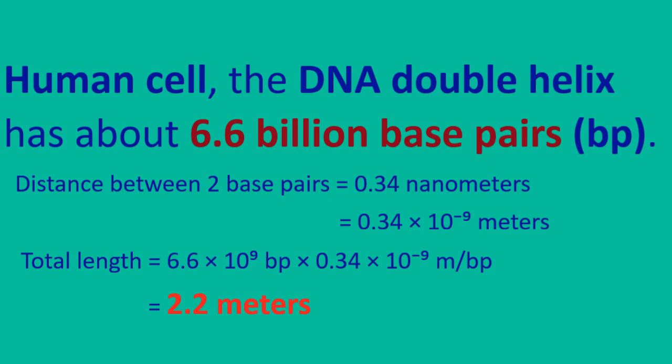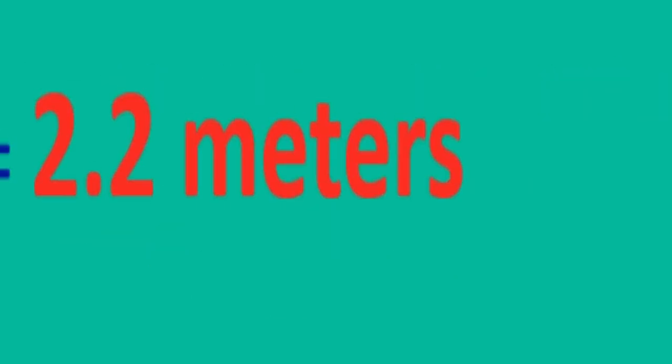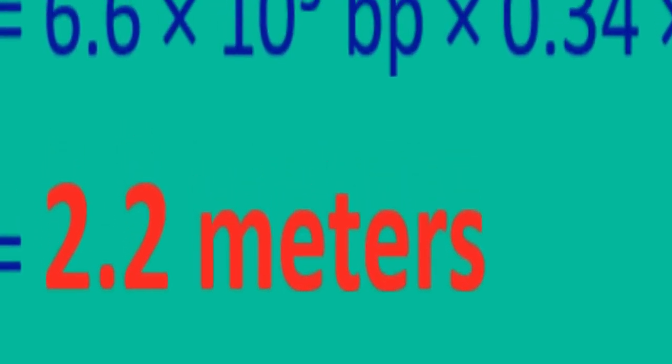That is 0.34 multiplied by 10 power minus 9 meters. Total length is 6.6 multiplied by 10 power 9 base pairs, multiplied by 0.34 multiplied by 10 power minus 9 meter per base pair. Now the result we get is 2.2 meter.